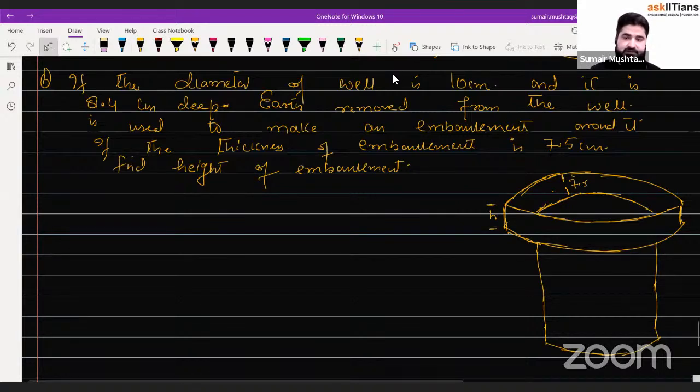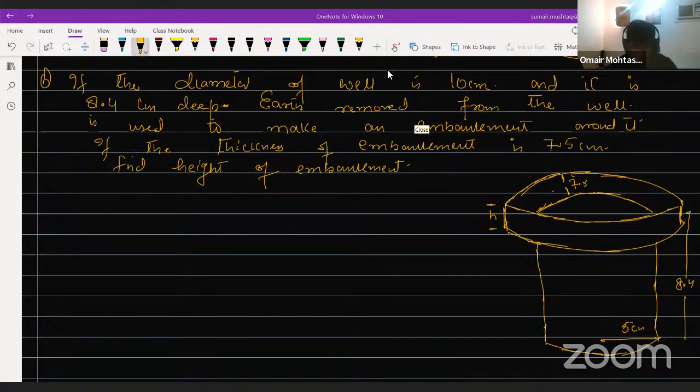The height of this hole is given as 8.4 and the radius of this thing is given as 5 centimeter, because when the diameter is 10 centimeter, it simply means that the radius will be 5 centimeter. Shall I show it? No, sir. Wait. Sir, including the embankment height, it's 8.4. Yeah, till here.